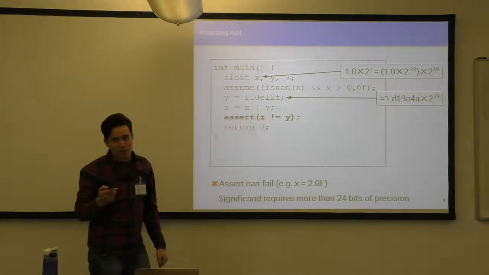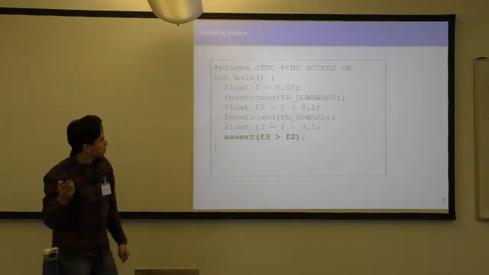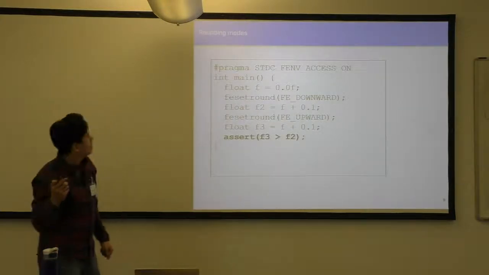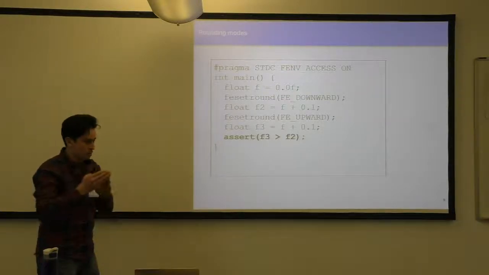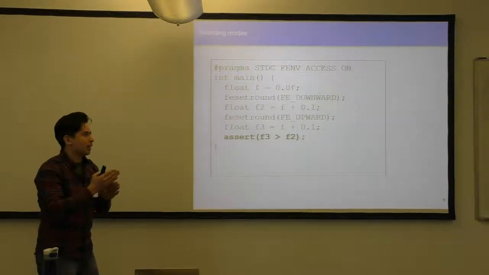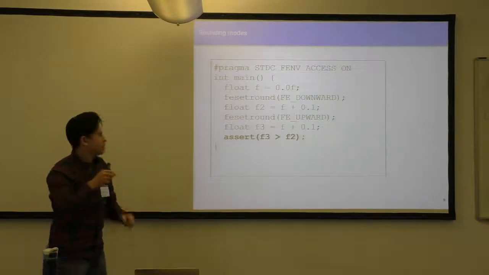Which is really unintuitive. If you just look at the program, it's not what you would expect to happen, but it's what happens. One other example. The standard also allows you to set the rounding direction. So when you do a computation, if the result cannot be represented exactly, you can pick which direction it'll round in. So round up, round down, or round to nearest.